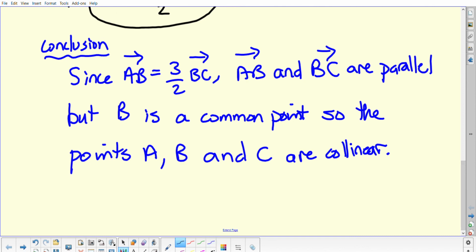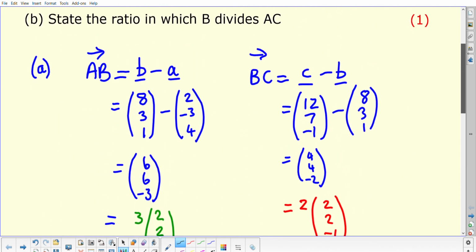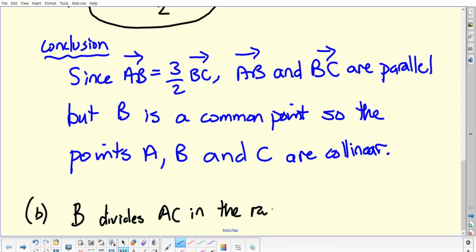Now part B was then asking you to state the ratio in which B divides the length. So state the ratio in which B divides A to C. We've kind of already worked that out, but we'll actually state it formally. So B divides A to C in the ratio 3 to 2. So if you could check your work, make sure you've got that. The conclusion statement is the one to make sure you work on with that, and give yourself some feedback on it if you weren't getting it correct.